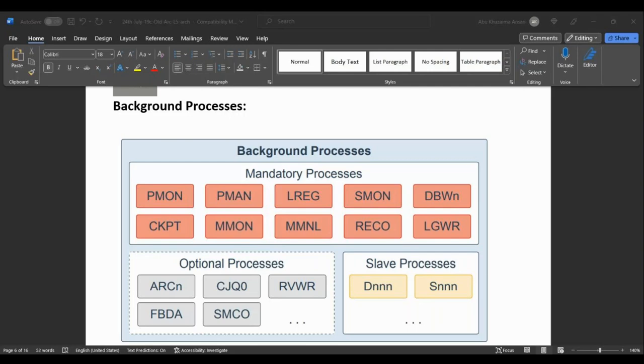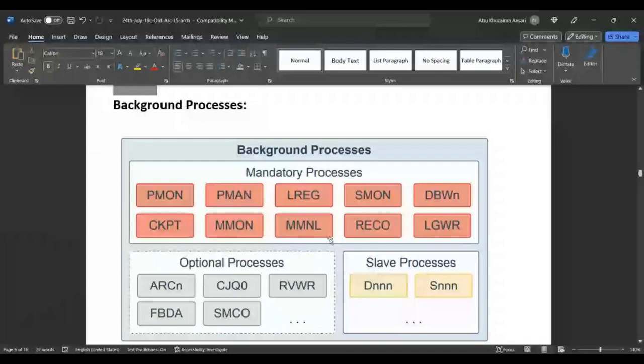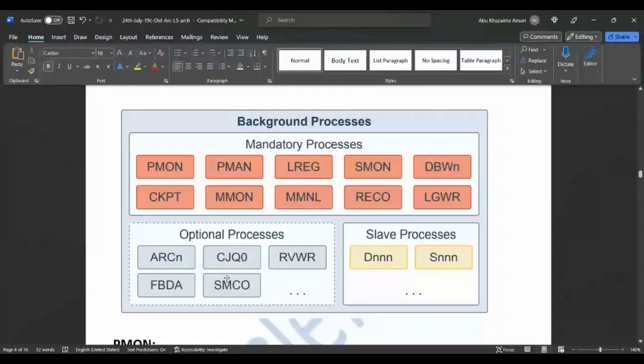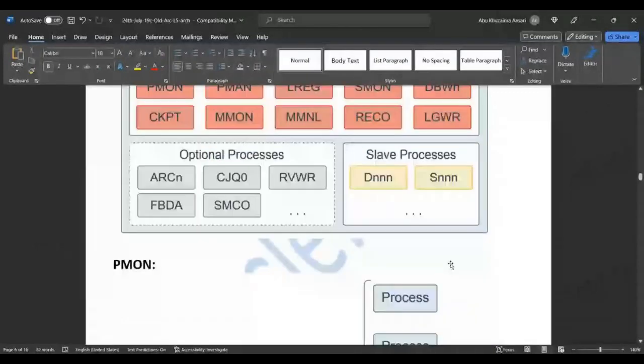If anyone is asking, you can tell them. So how many is that? 1, 2, 3, 4, 5, 6, 7, 8, 9, 10. So almost 10 background processes are mandatory. Clear, guys? We will discuss them one by one. And optional processes you can see in the diagram. And slave processes are dedicated processes, shared server processes, like that. So the first one is actually the PMON group.